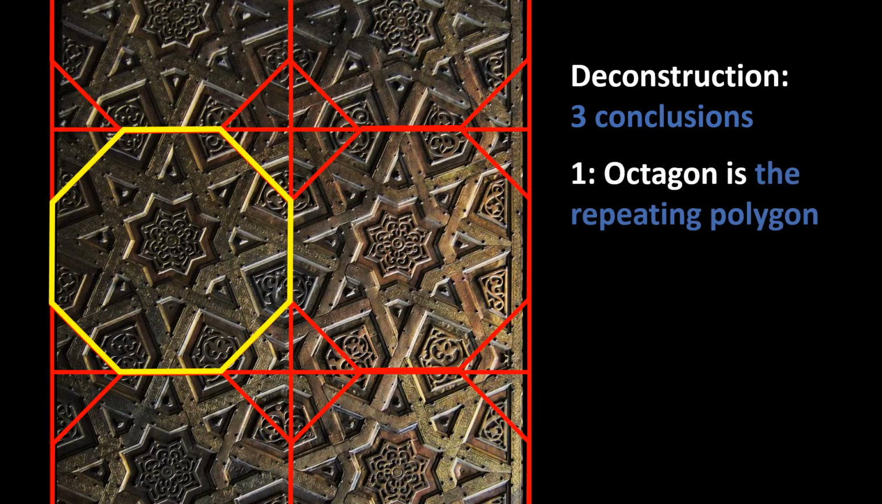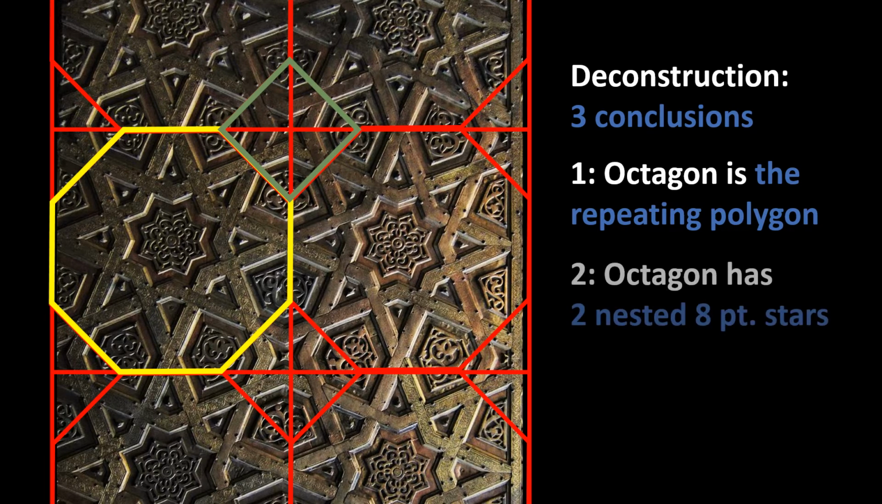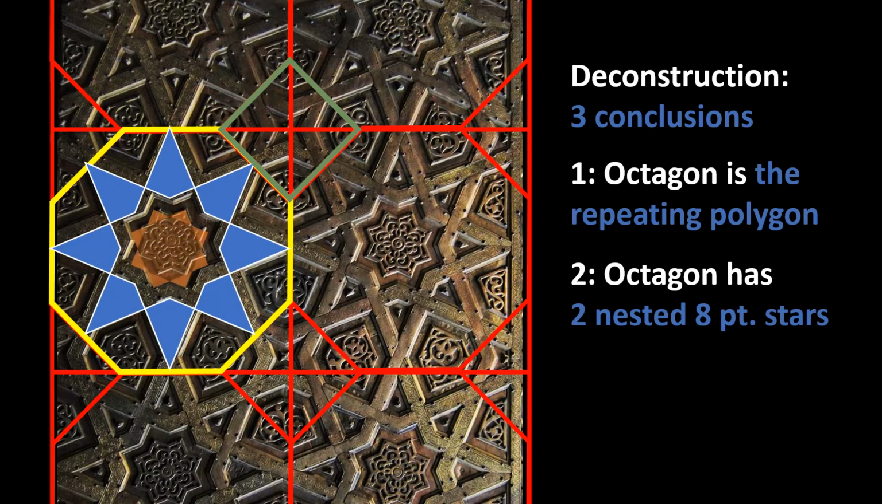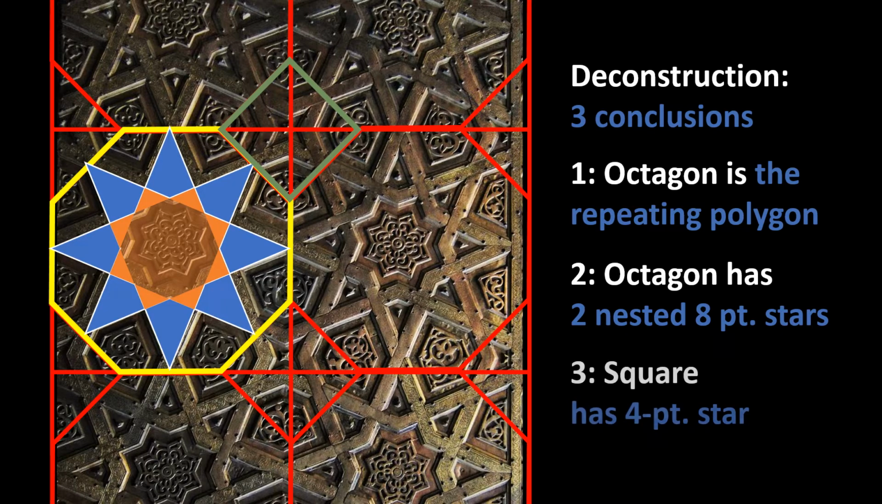1. The octagon is the repeating polygon, and at its intersection a square is automatically formed. 2. When recreating the star within the octagon, we must make sure a smaller 8-pointed star is also formed within. 3. We must also create a 4-pointed star within the square at the intersection of the octagon.